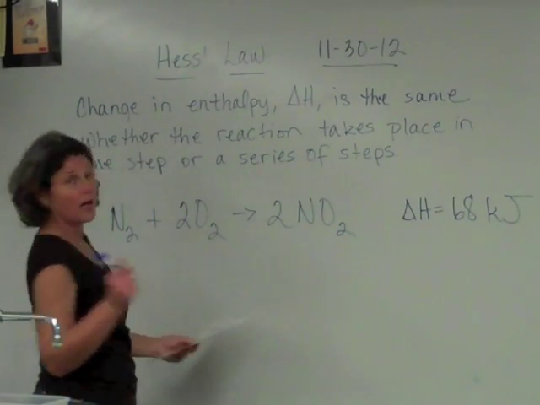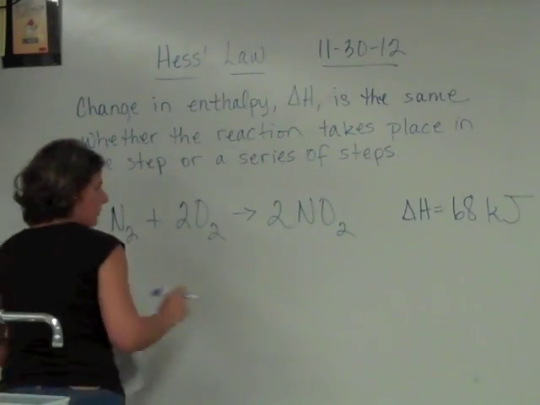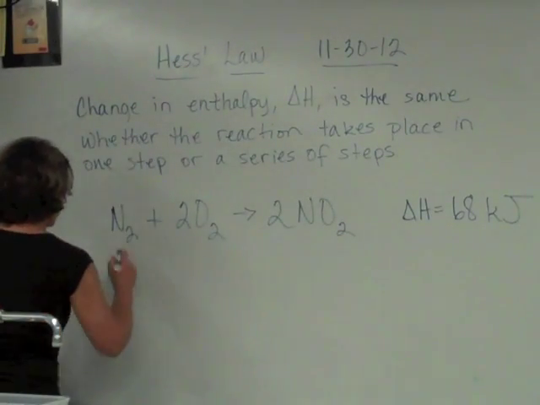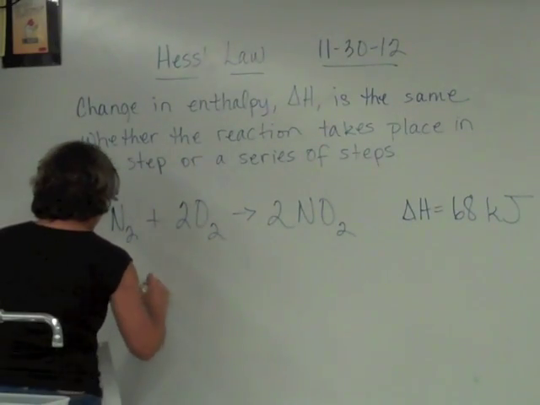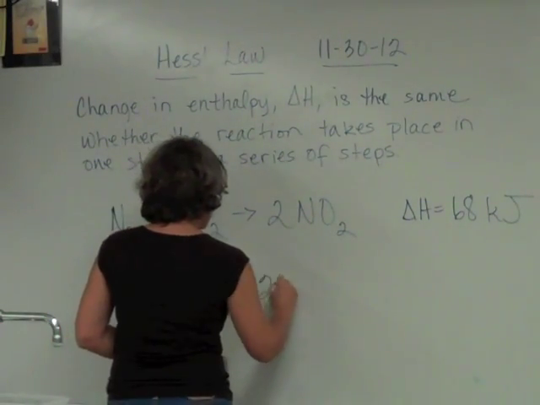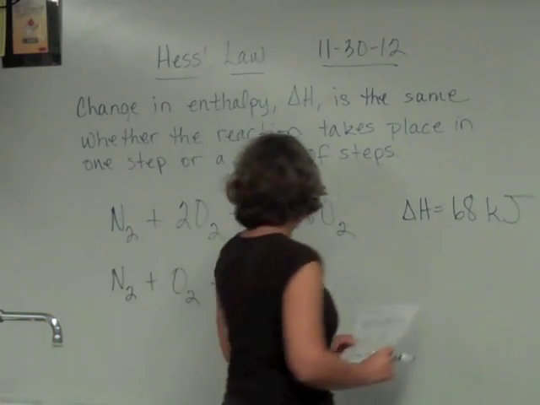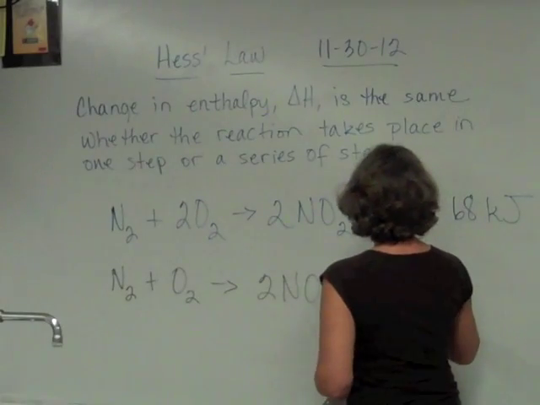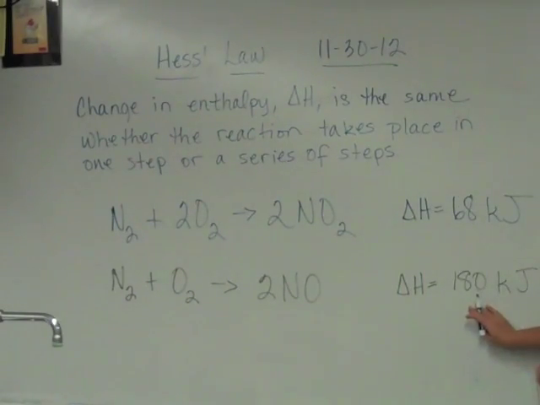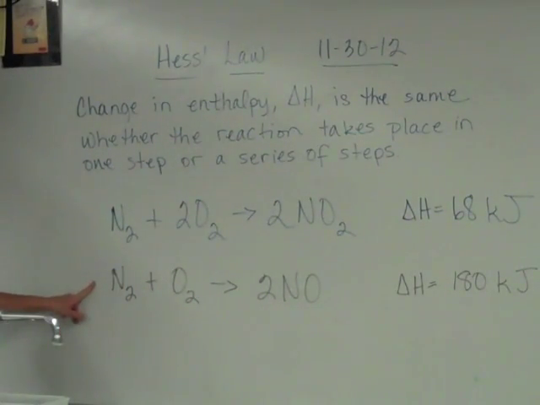All right, so what actually happens to get to our product is one of the nitrogens, I'm going to do it in a different color. You may not be able to see that it's a different color, but I'm going to do it anyway. Okay, one of the nitrogens reacts with one of the oxygens, and that is going to form 2 moles of nitrogen monoxide. And the change in heat associated with this reaction is 180 kilojoules, okay, as well, endothermic. Okay, this is called an elementary step of the reaction.